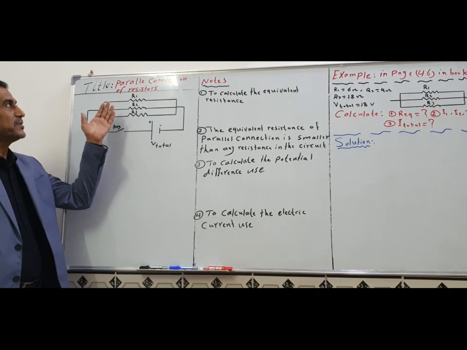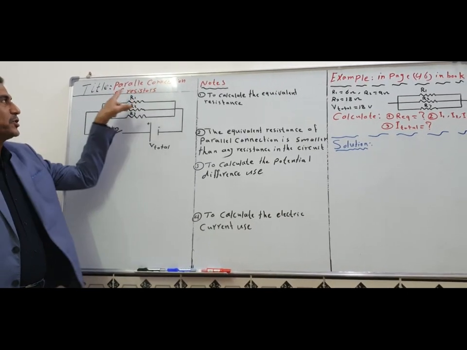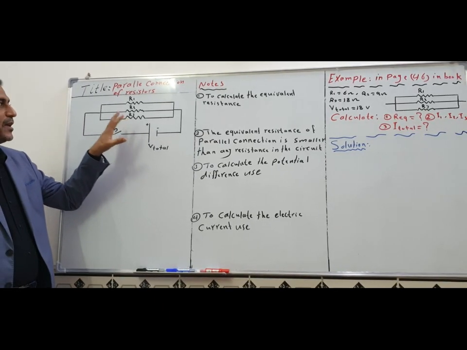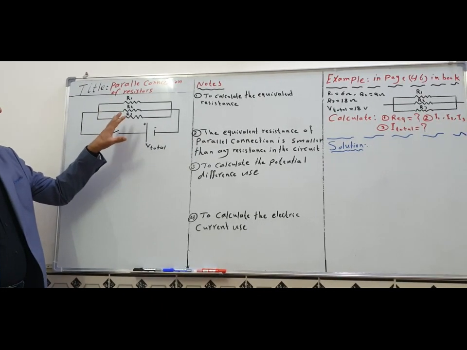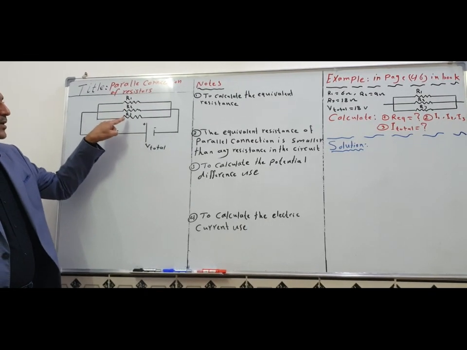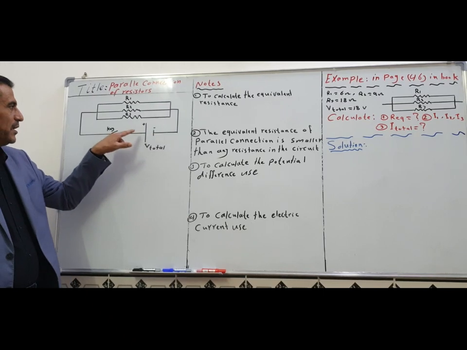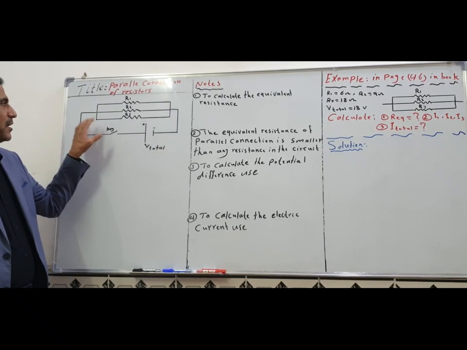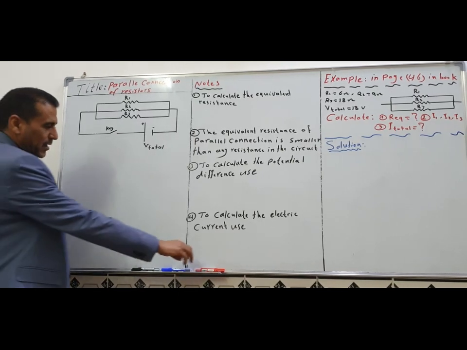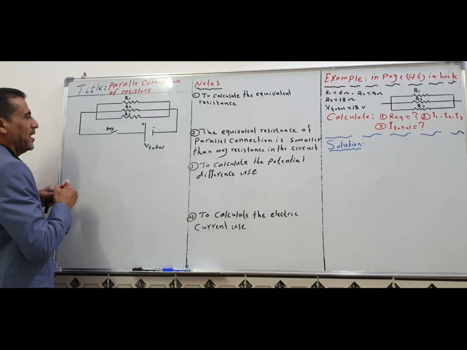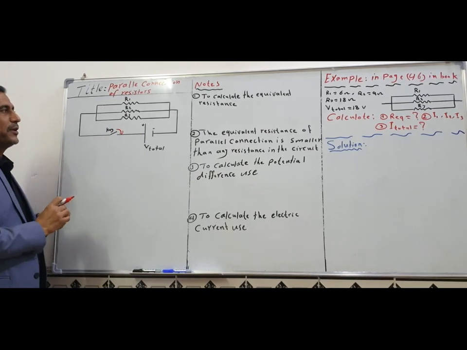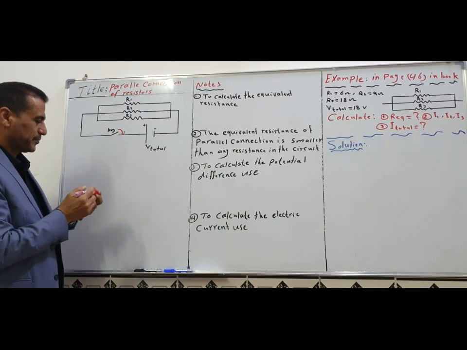The title of the lesson: Parallel connection of the resistors. This diagram represents the electric circuit connection in parallel. This is R1, R2, and R3, this is the battery, the electric key K, and the connection wires. When we close the electric key K, the electric current flows in the circuit.